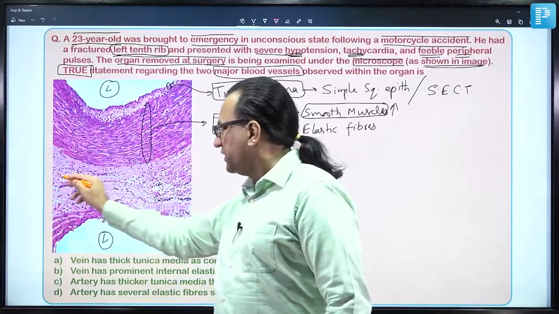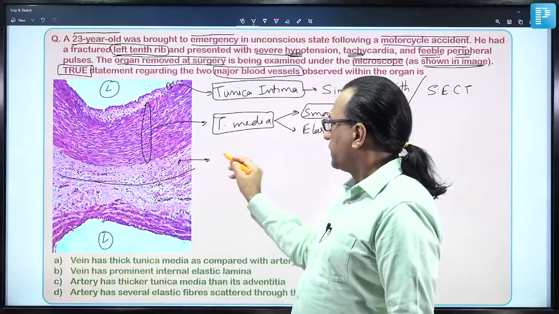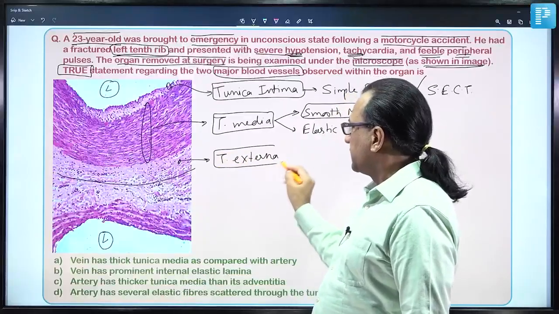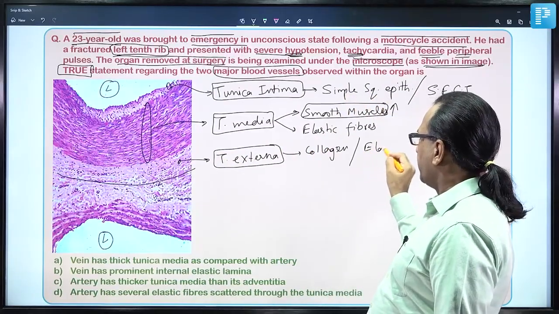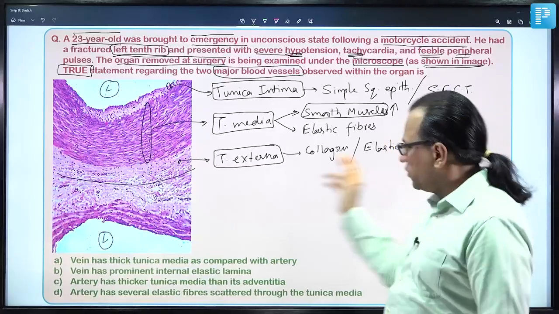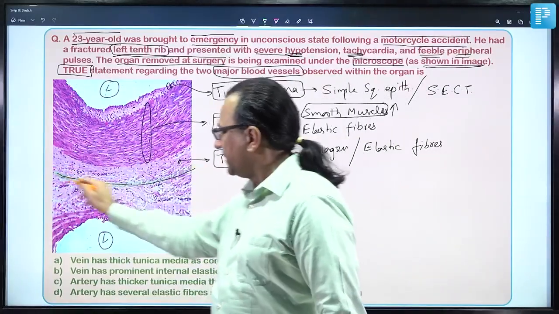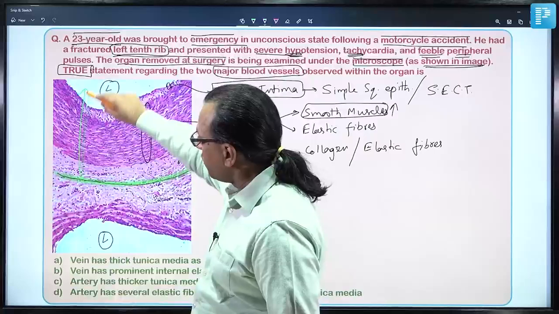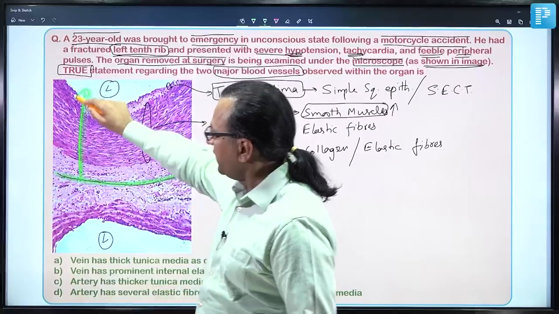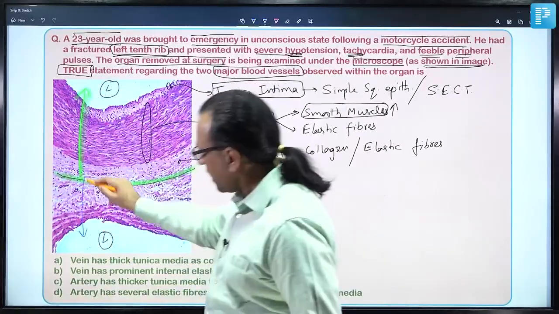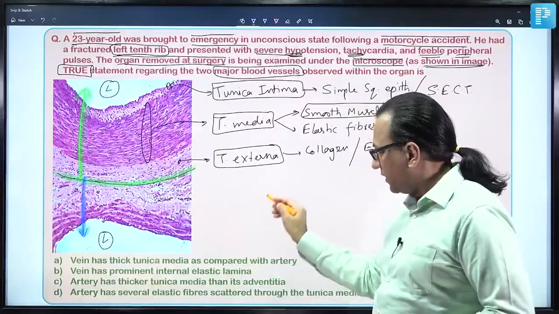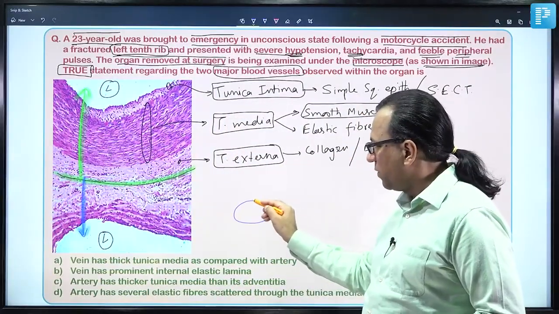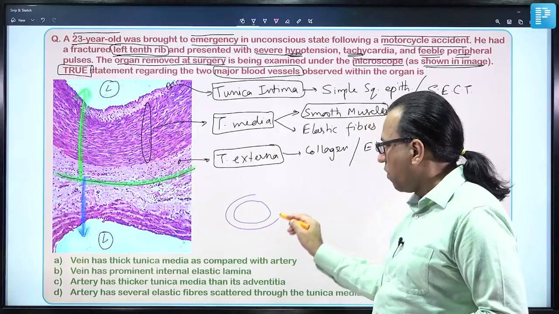But then this region is the tunica externa. And tunica externa is mostly collagen fibers, plus there will be elastic fibers also. Now, you have assumed that this vessel is an artery. How do you know that this vessel is an artery? And this vessel is a vein, because it's a simple concept. A vein will have larger lumen but thin wall.